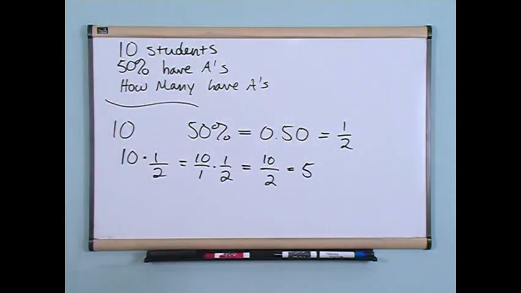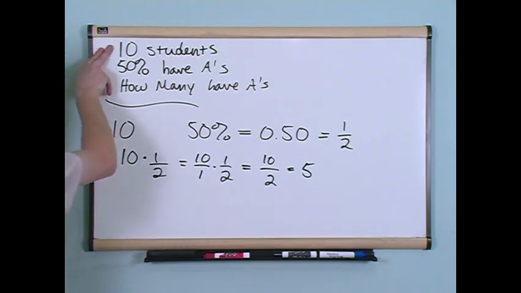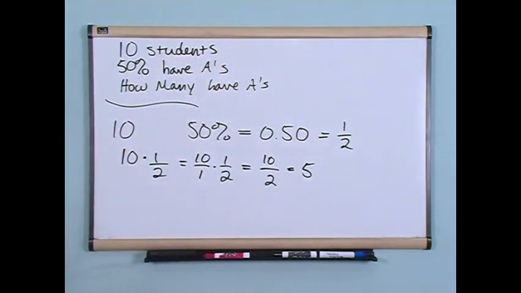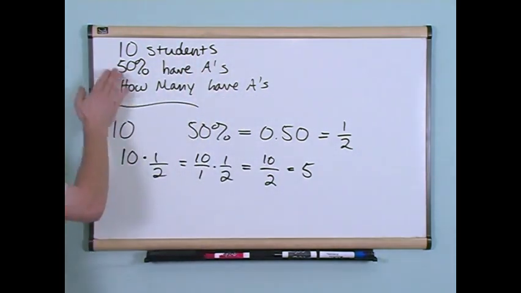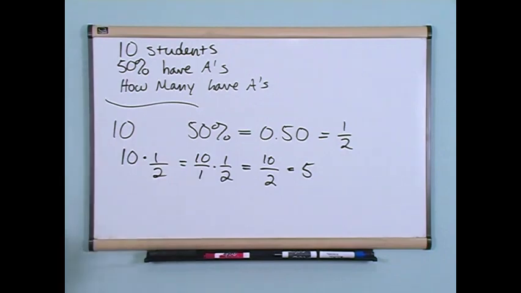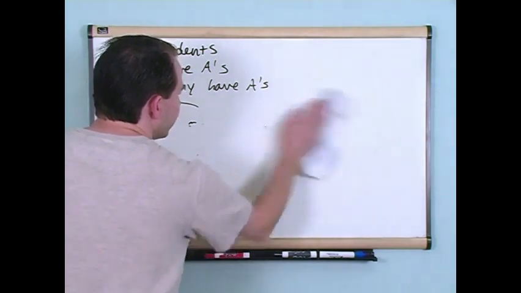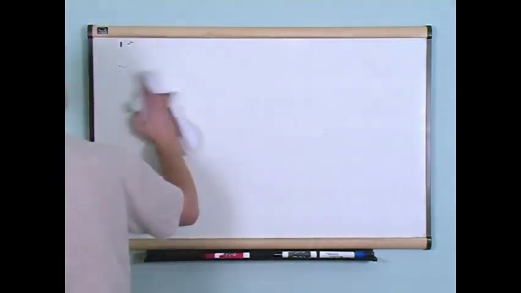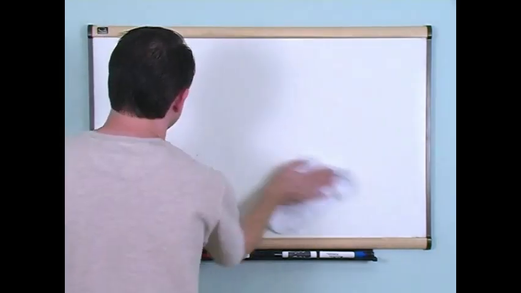Now let's see if that makes sense. We should always do that. 10 students are in the entire class. 50%, which is half of them, have A's. And so it kind of makes sense to you that if half of them have A's, then 5 students must be the 5 that have the A's. Okay? So not that hard. What you need to do in these cases with percentages is multiply by either the fraction, or you can also multiply by the decimal. You'll get the same answer.